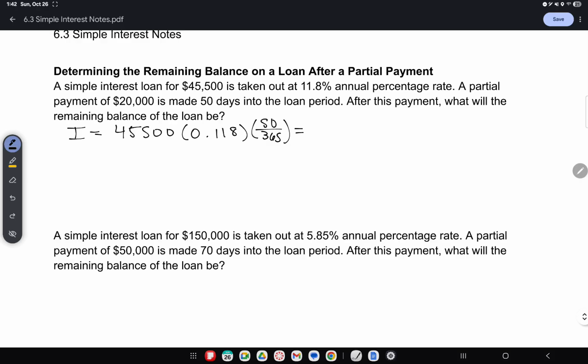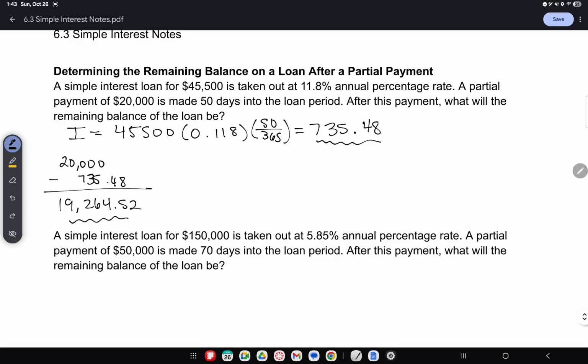So 45,500 times 0.118 times 50 out of 365. I'll round this number, 735.48. So the payment, $735 of it is going towards interest. So I'm going to take that $20,000 and I'm going to subtract off 735.48. So we get $19,264.52. So that's how much is actually going to paying down the loan.